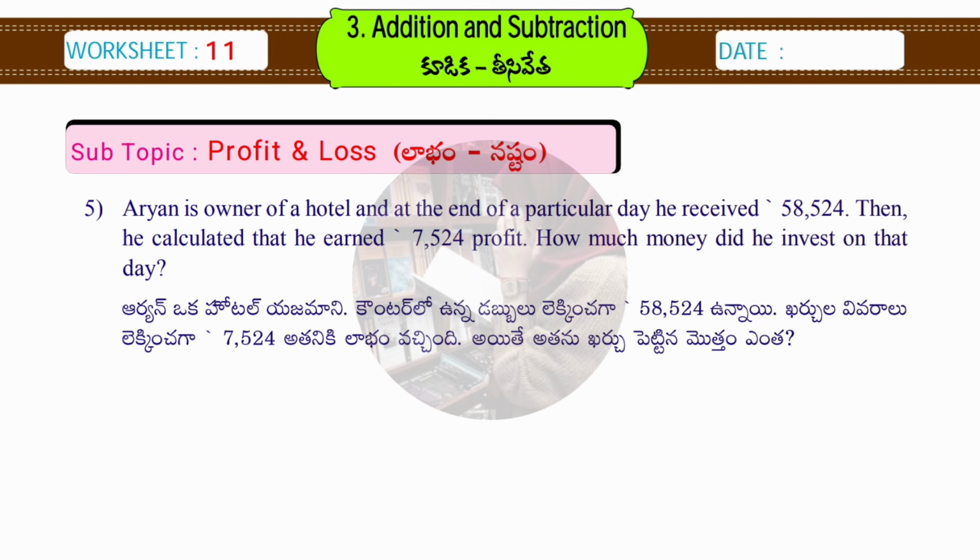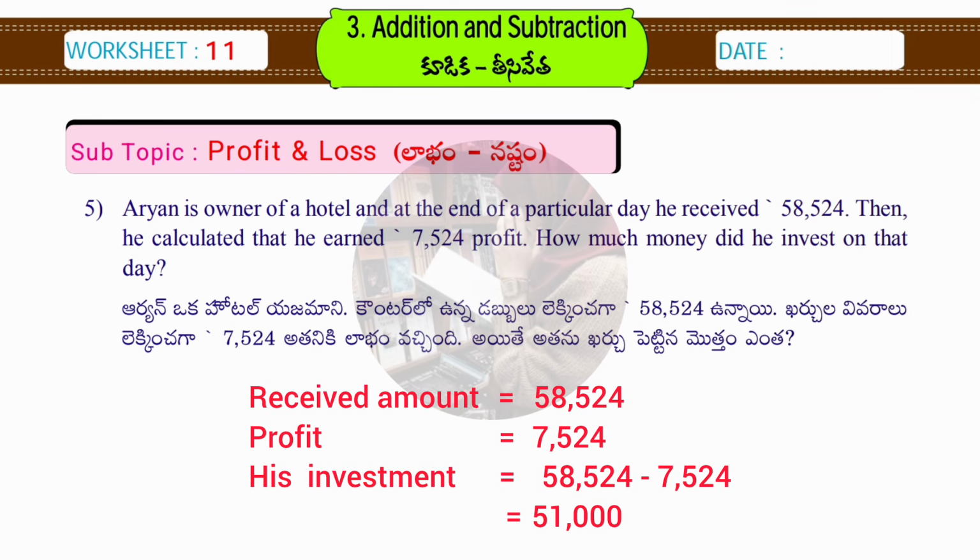Okay guys, so let's see the next question, which is: Aryan is the owner of a hotel, and at the end of a particular day he received 58,524. Then he calculated that he earned 7,524 profit. How much money did he invest on that day? Okay, so let's see the answer directly, because already much time has been taken for this video.